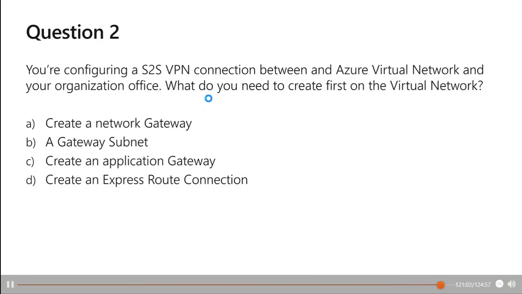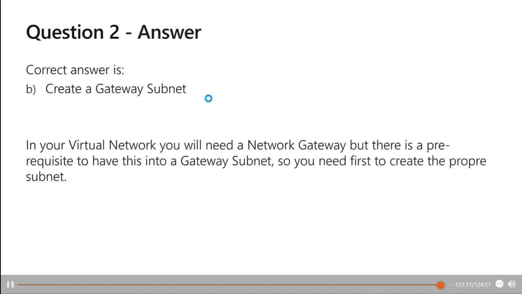So a gateway subnet and a network gateway, yeah, for sure I need both, okay, to have this and to create this. But the first one that I need to do is to create the gateway subnet, because my network gateway will have a prerequisite, that is the gateway subnet. So of course we need first to do the gateway subnet.